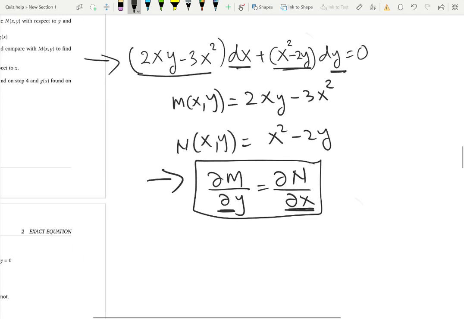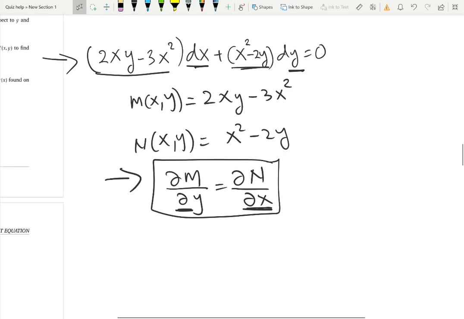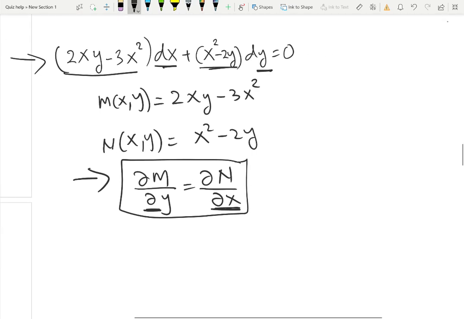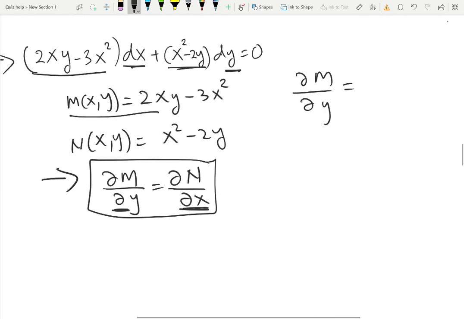Okay, so let's do the test to know whether this is exact or not. The partial derivative of M with respect to y: if you differentiate 2xy partially with respect to y, it's 2x. The derivative of 3x squared is 0, because you are differentiating with respect to y, so 3x squared is like a constant.